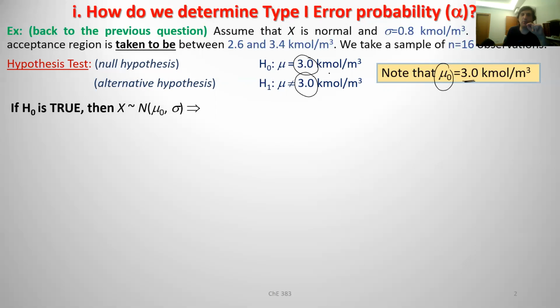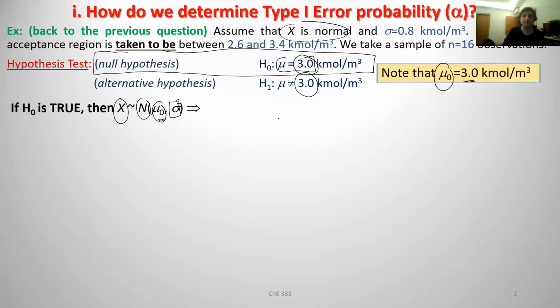So here is the point. If the null hypothesis is true, and that's how we always approach the problem, then X is going to be normally distributed, right? Because it's given in the question that X is normal. It is going to have a population mean of mu0, because we assume that this is true, and a population variance of 0.8 squared. Actually, I should have written sigma square.